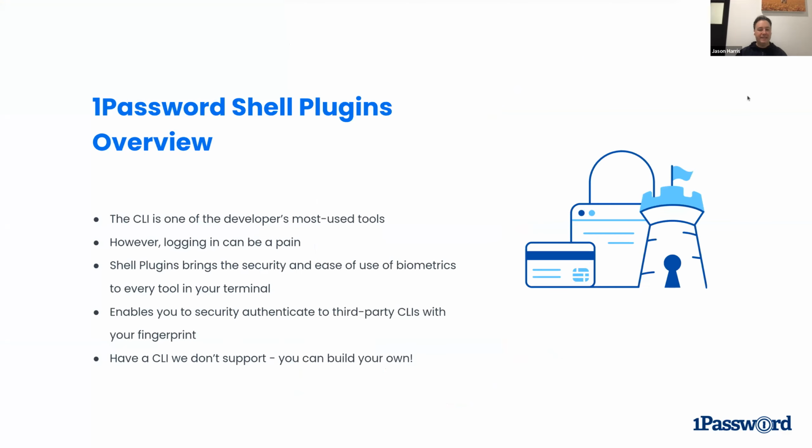So to introduce what shell plugins is, we all know that the CLI is one of the developers' most used tools. You may already be familiar with 1Password's developer tool set: our SSH agent, VS Code integration, CLI. What's really cool about this one is we all know that CLIs are great, but logging into them can be a total pain. And so this offering brings the security and ease of use of biometrics, so being able to use your fingerprint or your Windows Hello to securely authenticate to third-party CLIs. We launched with 11 shell plugins, and I think we're up to 20 now, Simon, I can't remember. But what's really cool is if you are a developer who uses a CLI and our shell plugins don't address a CLI you need to use on a daily basis, you can actually build your own. And that's what we're here to talk about. So I am going to hand it over to Amanda for the meat of what we're here to talk about. Amanda, take it away.